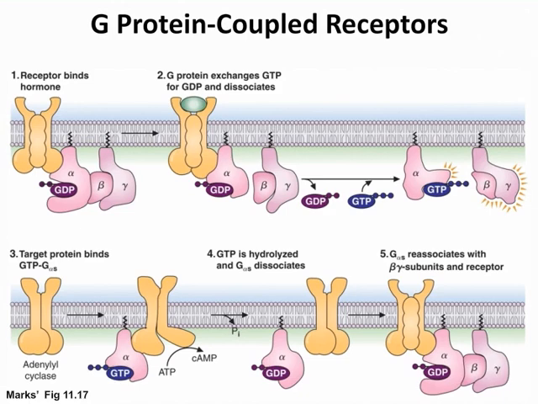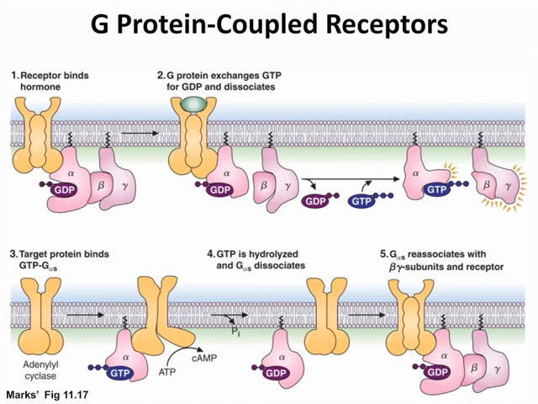So in step 3, there will be some sort of target protein along the plasma membrane. In this case, it's adenyl cyclase. And that alpha subunit with the GTP is going to bind to it. When that happens, it's going to make ATP convert into your secondary messenger, cyclic AMP.